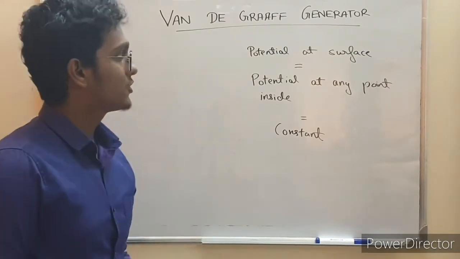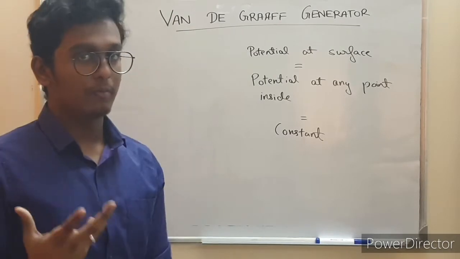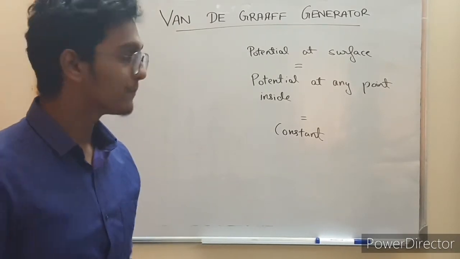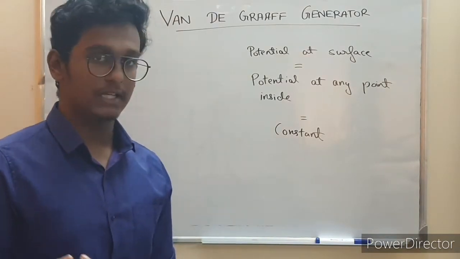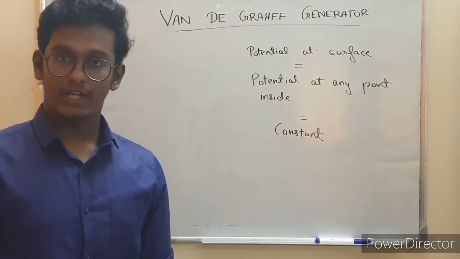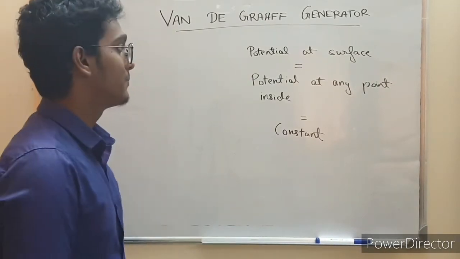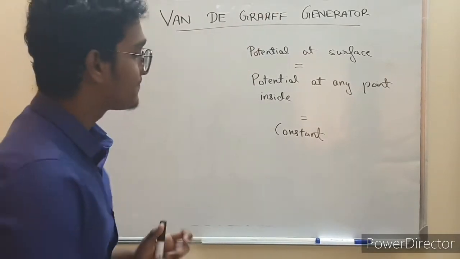Also, what the Van de Graaff generator mainly serves is that it can store up to a few million volts of charge, which can be used to accelerate charged particles like electrons and protons to high velocities, and which can be used for experimental purposes like particle accelerators. So let's see how it works.